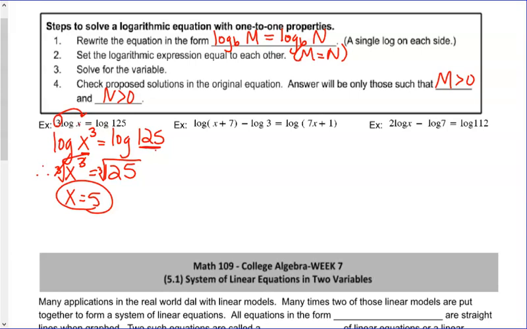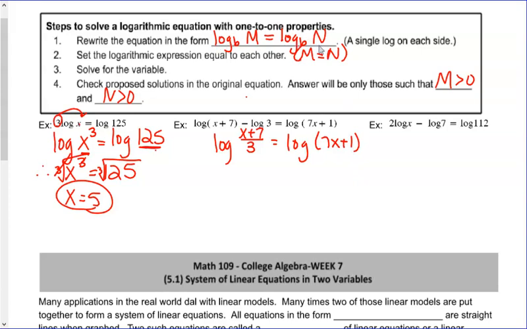Now, the next one, again, I don't have a single log on the left side. I do on the right side, but I don't on the left. Now, the difference of two logs can condense down to, if you recall, law 2 of our logs, or property 2, the log of a quotient. So I have to take this x plus 7 and divide by the 3, set that equal to my 7x plus 1.